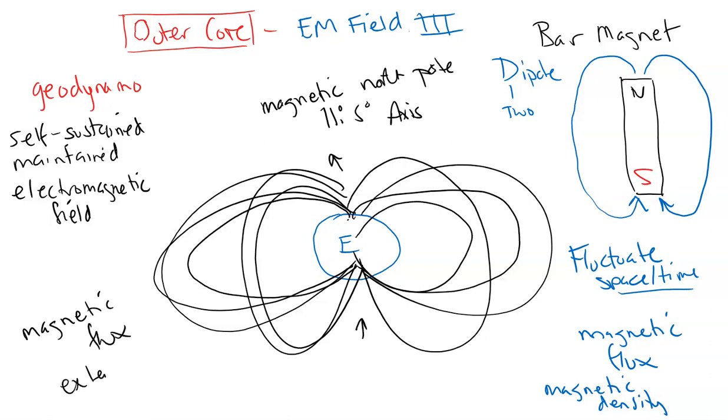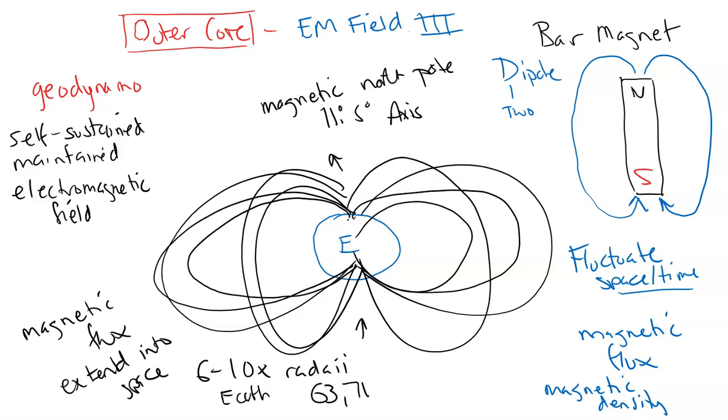But it's this tilt and this huge amount of magnetic fluxes which extend into space. Now it extends pretty much around 6 to 10 times the radii of Earth. So to put that into layman's terms, let's do 10 times. So radius, 63,700 basically kilometers into space around Earth.